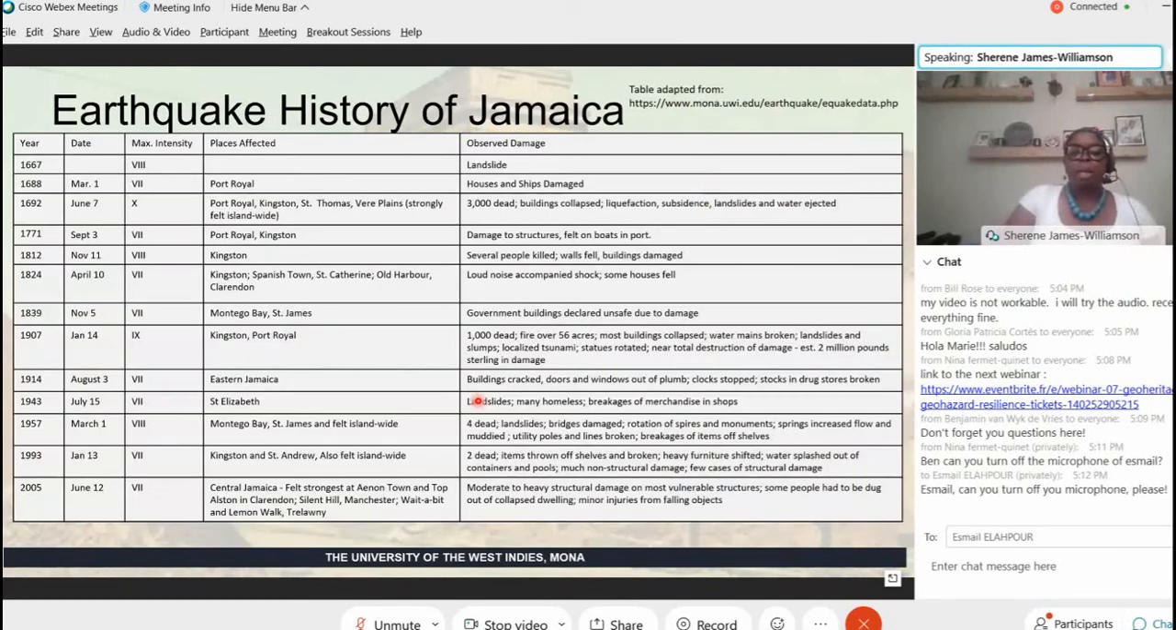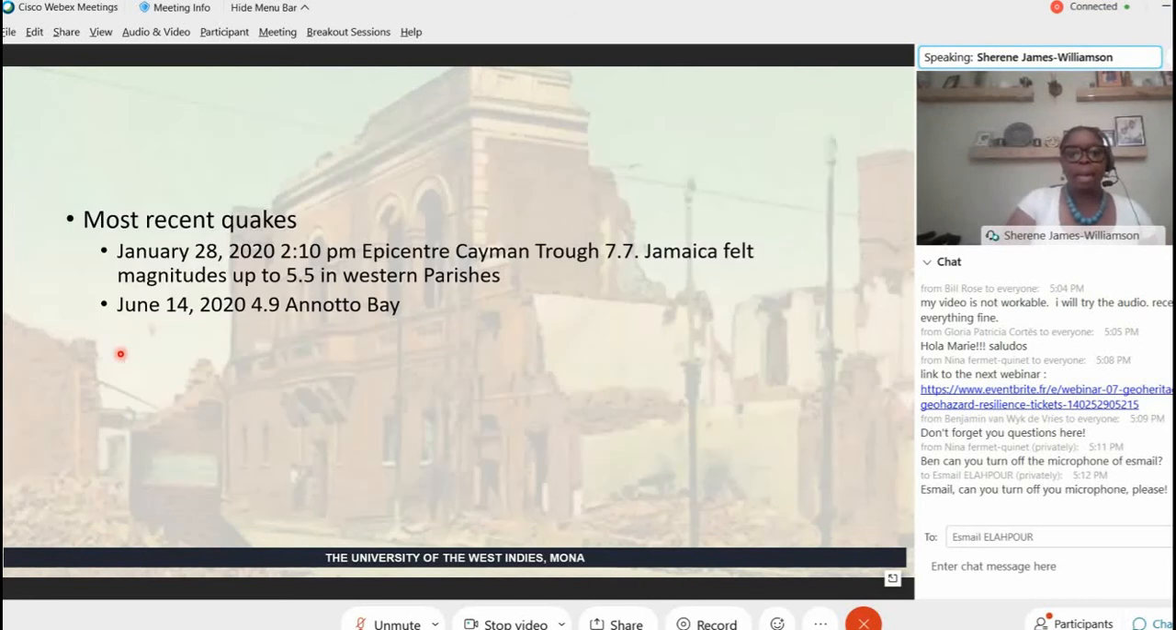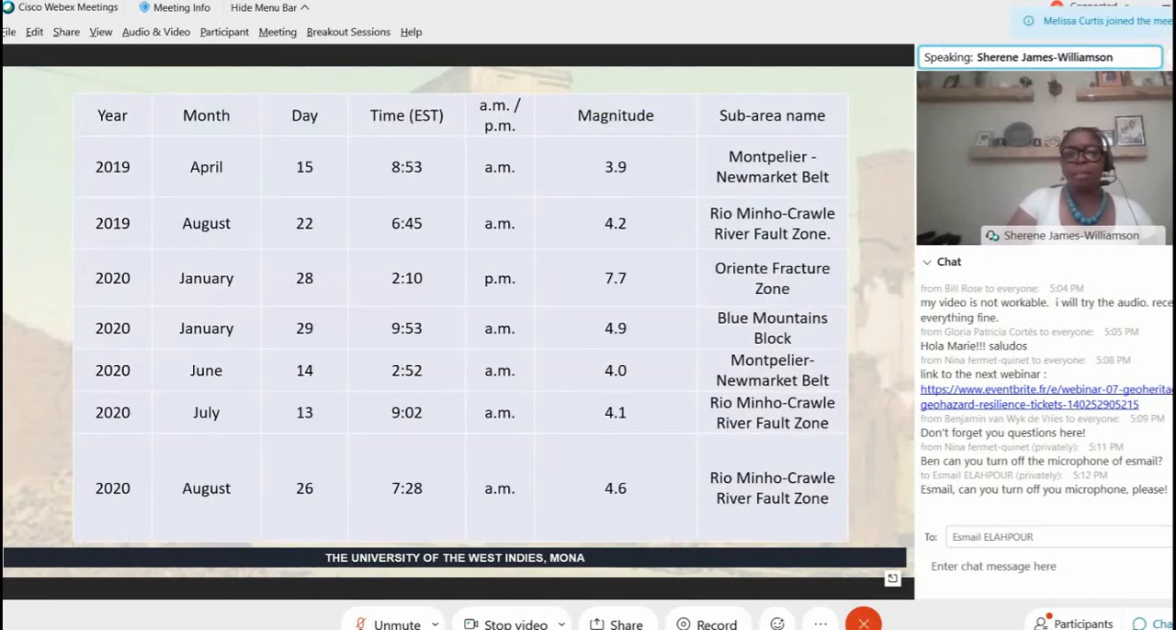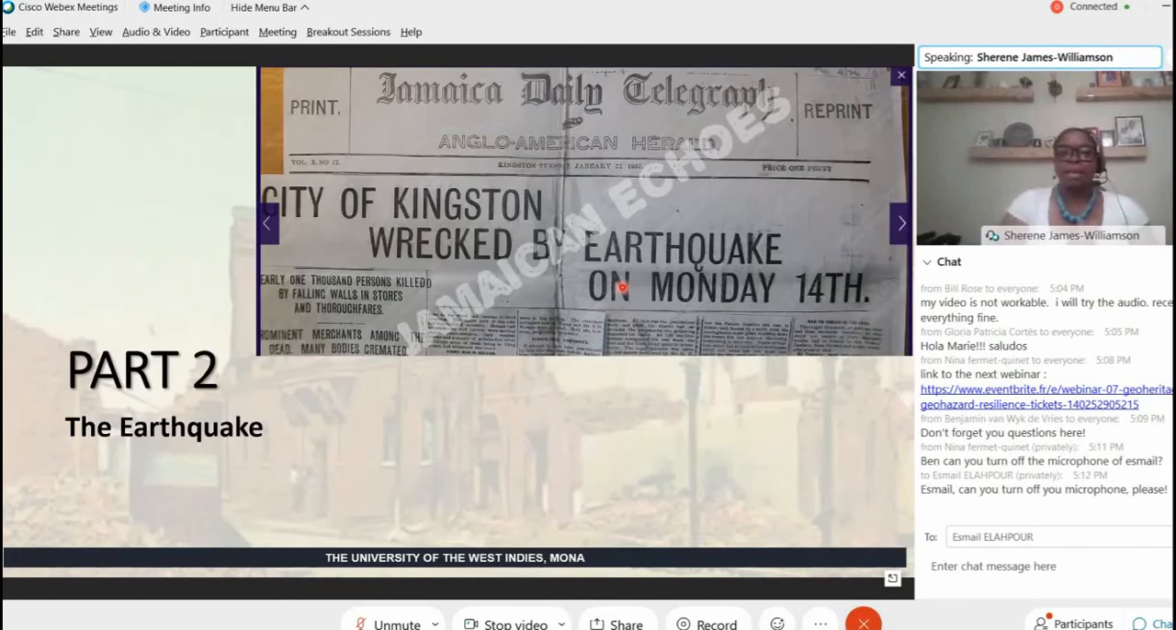All right. In terms of earthquake history, Jamaica has a very strong earthquake history, no pun intended. These are some of the major earthquakes. We had Port Royal in 1692, and of course we're discussing 1907. And most recently, these are some of the quakes that we've had with their magnitudes. This 7.7 was out in the Cayman Trough, and we had ranges of 5.5 down to about 4 in Jamaica.